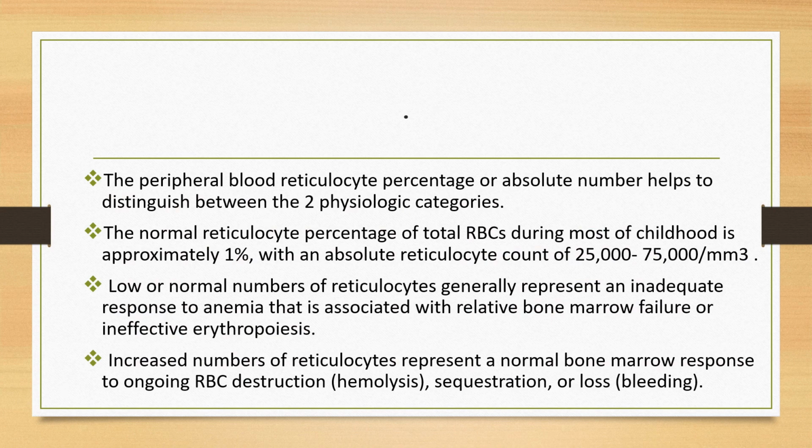The peripheral blood reticulocyte percentage, reticulocyte count, or retic index can be used to differentiate the two physiologic categories of anemia. It can help us to differentiate whether anemia is caused by decreased production or increased destruction by checking the reticulocyte index. Normally, the reticulocyte percentage of total RBC during most of childhood is approximately 1%, and the absolute reticulocyte count is around 25,000 to 75,000.